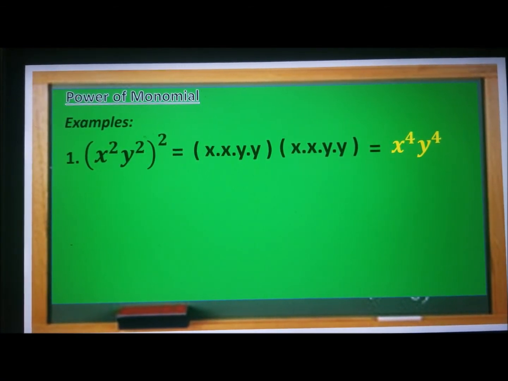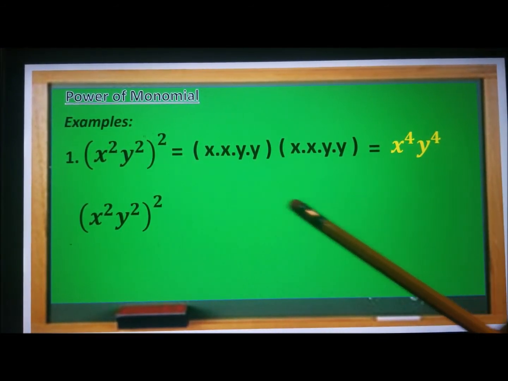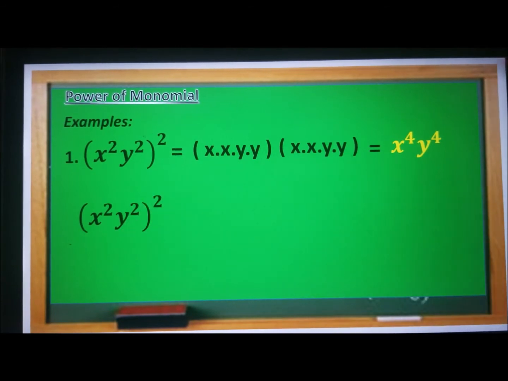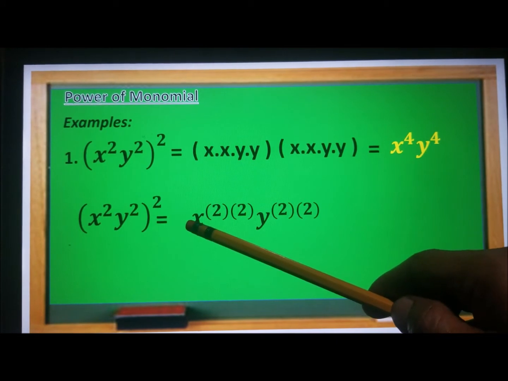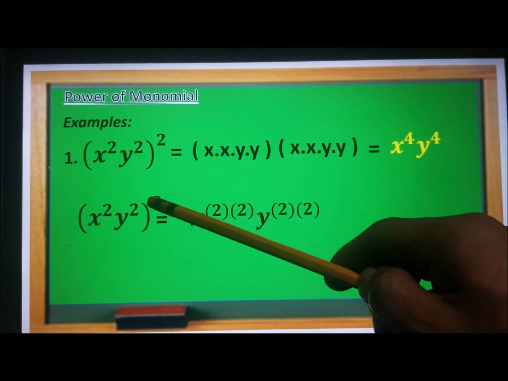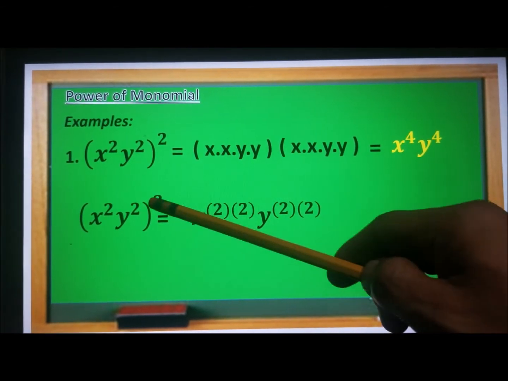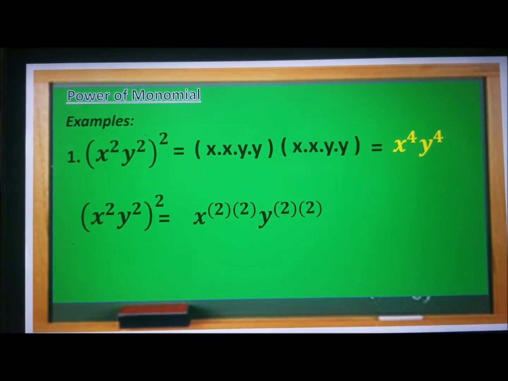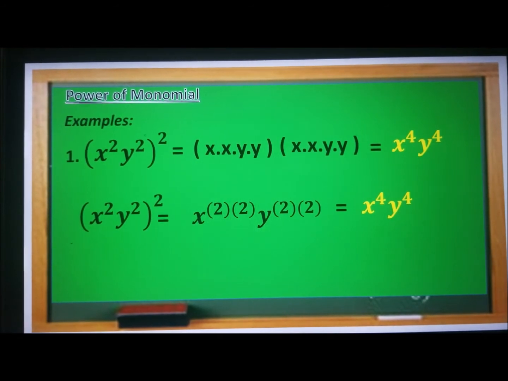Now, if we want to answer this kind of problem using the power of monomial rule, all we have to do is copy the bases, then multiply the outer with the inner exponent. So x and y are the bases. We have x raised to 2 times 2, and for y, we also have 2 times 2, which are the outer and the inner exponents. Then multiplying them and copying the bases, we'll have x raised to 4, y raised to 4.